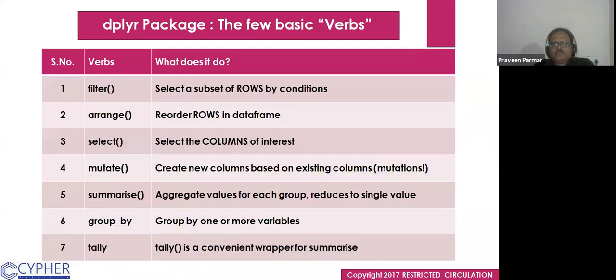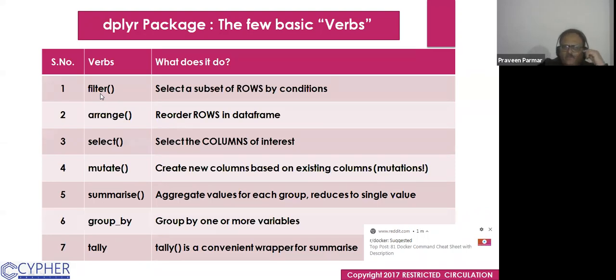And in the dplyr package, we see a few basic verbs here. The filter, we filter the rows, and it is for the rows. We arrange the data, arrange the rows in whatever way. Select is for the columns. Mutate creates a new column based on the existing columns. And summarize gives the aggregate value for each group, reducing to a single value. If you have daily sales data and you want to convert it to monthly, that is group by month. So group by one or more variables, and tally is the convenient wrapper for summarize. So we'll see all these things practically.